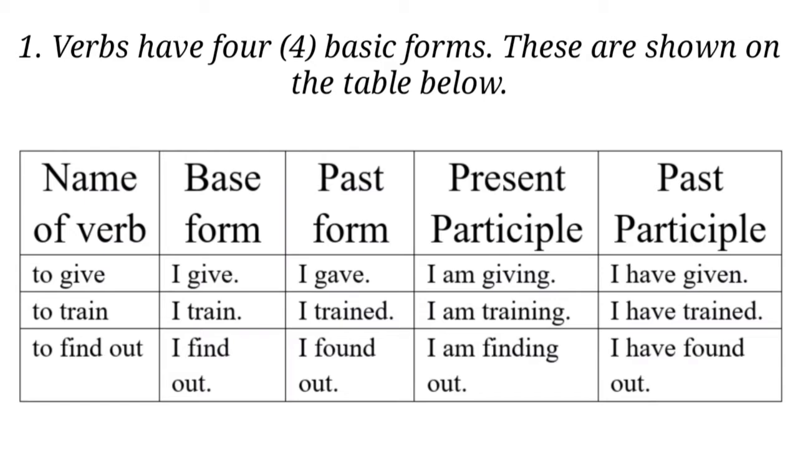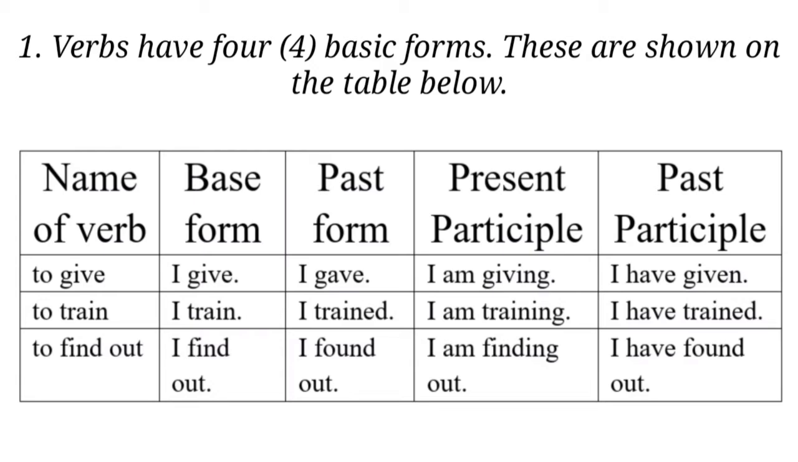For the name of the verb, we have to give, to train, and to find out. For the base form, I give, I train, I find out. What about the past form? I gave, I trained, I found out. What about the present participle? I'm giving, I'm training, I'm finding out. What about the past participle? I have given, I have trained, and I have found out.